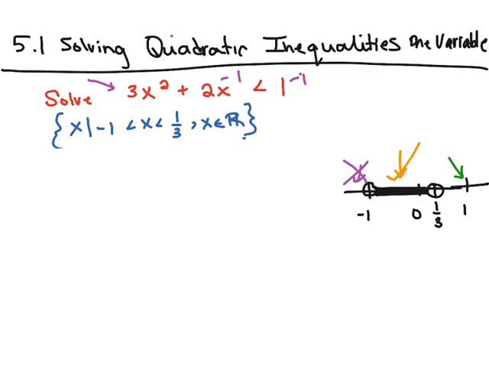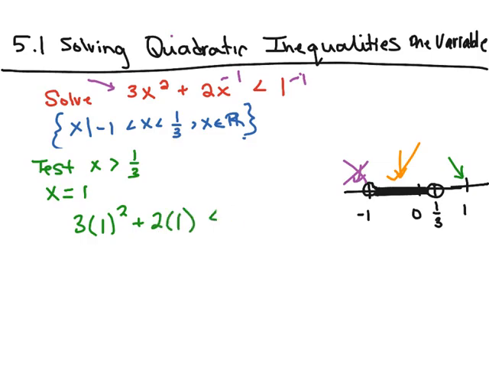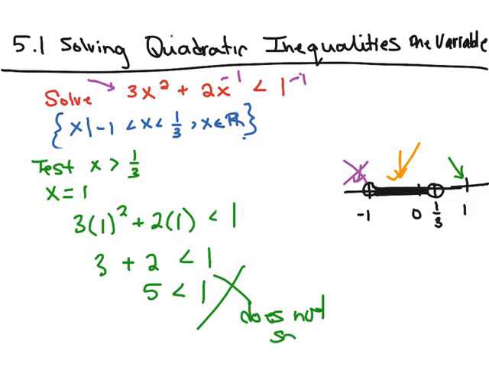And last is to test when x is greater than 1/3. So let's choose x to be 1. So 3 times 1 squared plus 2 times 1 is less than 1. 3 times 1 is 3, plus 2 is 5. 5 is not less than 1, so this does not satisfy. So this doesn't work. So we know absolutely 100% sure that any point between -1 and 1/3 will satisfy this inequality.